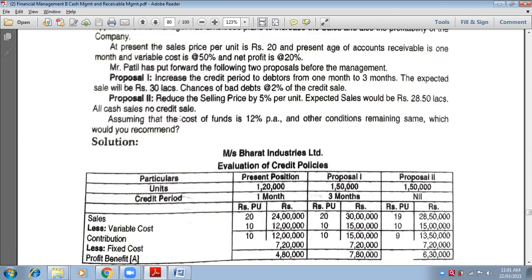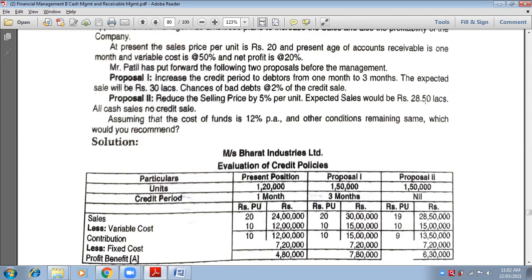What about in the second policy? Sorry, first proposal 30 lakhs. And what about in the proposal 2? 28 lakhs 50,000. Everything is given, you just need to put that in the right column. So sales present policy 24 lakhs, proposal 1 30 lakhs, and proposal 2 28 lakhs 50,000.